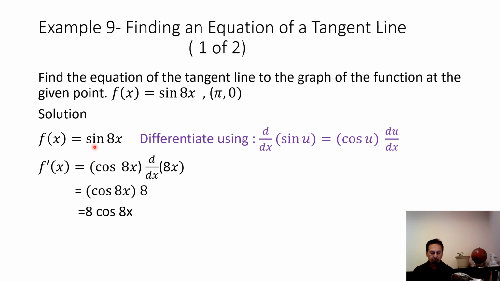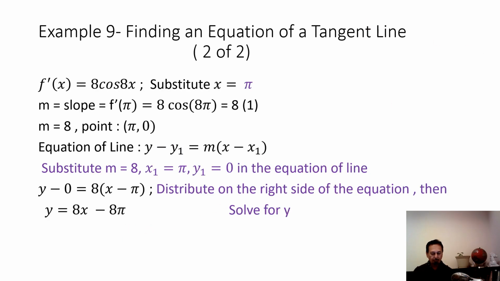So the outer function is sine, make it cosine, copy 8x, but then multiply by the derivative of 8x. So then rewrite cosine 8x, the derivative of 8x is 8, put 8 in the front. So the first derivative of f of x is 8 times cosine 8x. So now we have the first derivative, 8 cosine 8x.